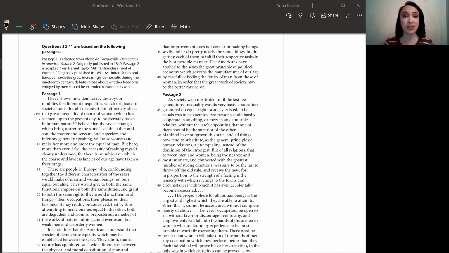So basically what this means is that one of our passages is probably going to be for an opinion, and the other one is probably going to be against that opinion. What is that opinion going to be?